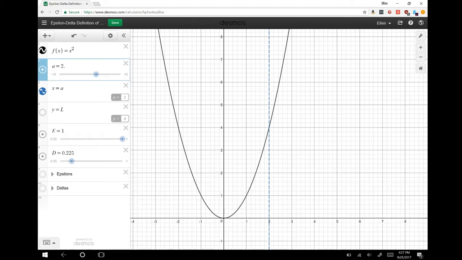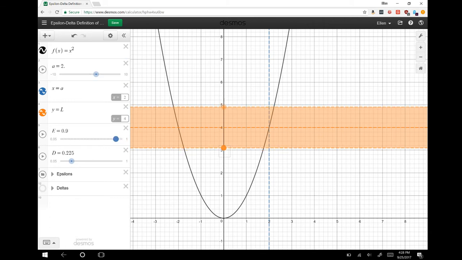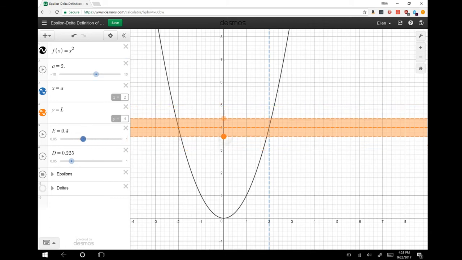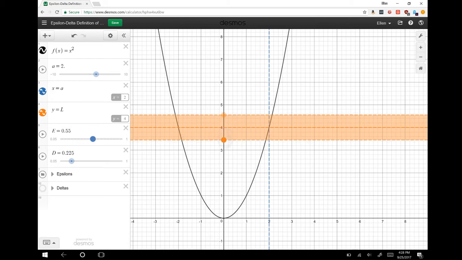Go away, box. I don't want you. Okay, cool. So we are working at x equals 2, and you can see that. That's that blue vertical line. And we know that when we plug that x value in, we get the y value, y equals 4. But what we're asking about with our epsilon, so I've just turned on my epsilon window, is as I take this window around 4 and I shrink it, can I make sure that all of my y values stay inside there?